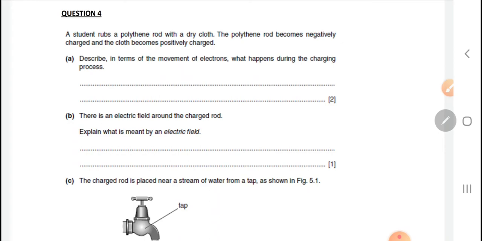A student rubs a polythene rod with a dry cloth. The polythene rod becomes negatively charged and the cloth becomes positively charged. Describe in terms of movement of electrons what happens during the charging process.